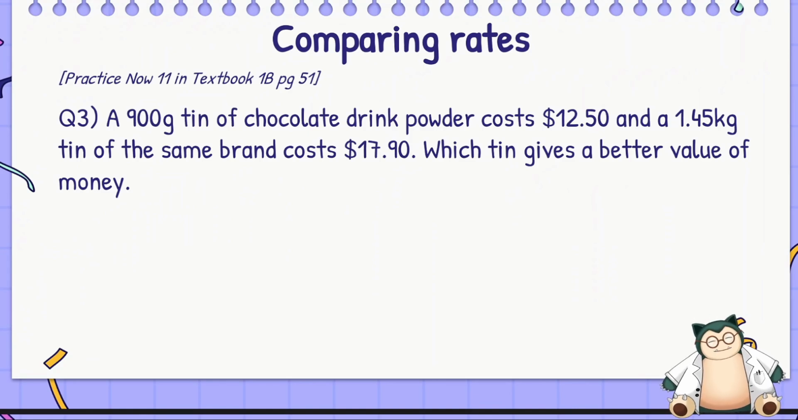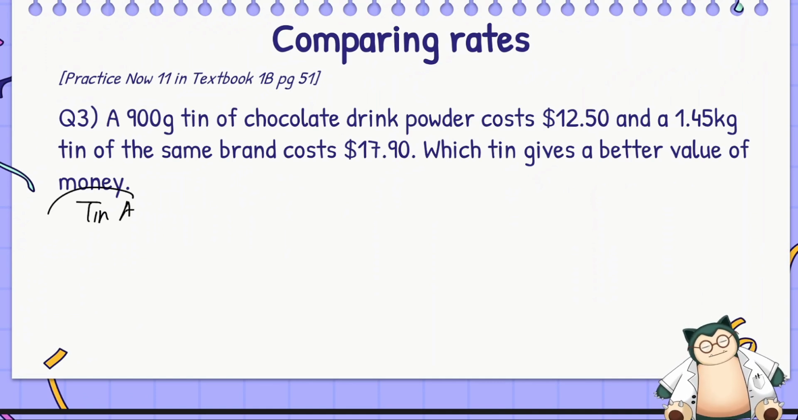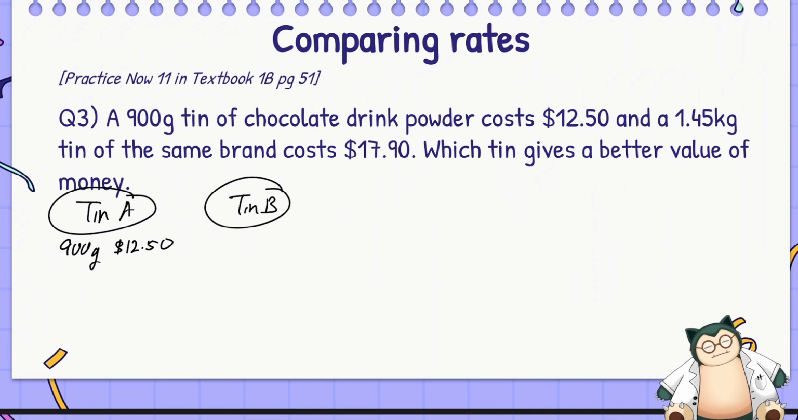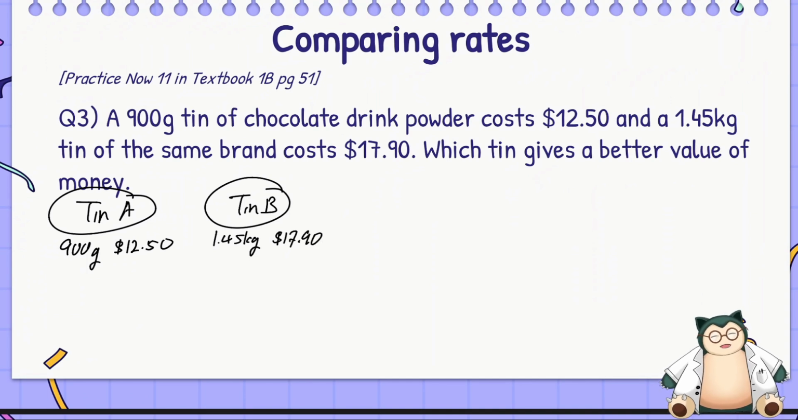A 900 gram tin of chocolate powder drink costs $12.50, and a 1.45 kg tin of the same brand costs $17.90. Let's write tin A: 900 grams costs $12.50, and tin B: 1.45 kilograms costs $17.90. Same thing, they ask for better value for money.